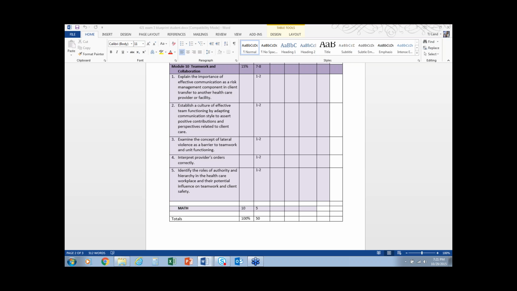Objective 2 talks about you need to be able to establish a culture of effective team functioning by adapting communication styles to assert positive contributions and perspectives related to client care. So what do I mean when I say effective team functioning? Well, I kind of addressed that in the fact that they are all working towards a common goal and they agree on how it's going to be done, how it's going to get there.